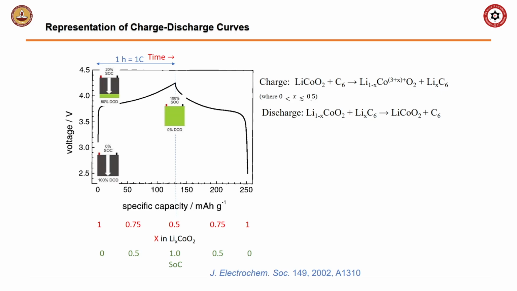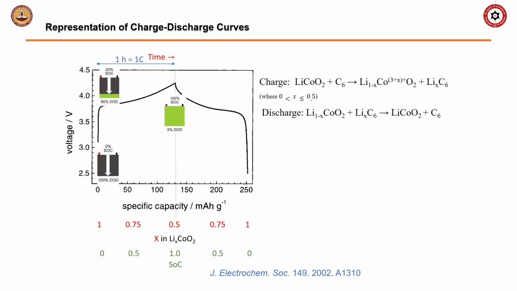This is called state of charge. How much charge is left in the battery is called state of charge. If I completely fill the battery, state of charge is 1. If I completely empty the battery, state of charge is 0. Or I can plot in terms of X. Remember this equation? When I remove lithium from this, it becomes Li 1 minus X. So that X also can be correlated to this capacity, no? So when X is say 1, the formula is LiCoO2. LiCoO2 is a discharged material. That means that is the starting point of the completely discharged battery.